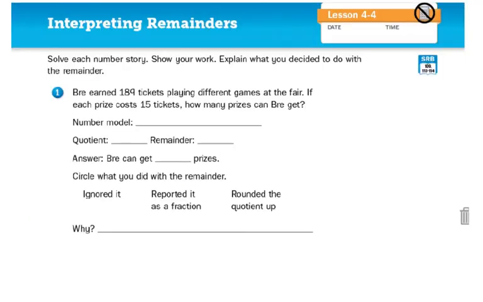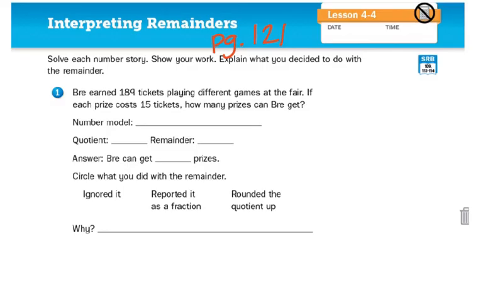Let's go ahead and move into our journal. We're going to be on journal page 121. Journal page 121. Interpreting remainders. So we continue to work on the skills that we have already learned in previous units, and that is division and what to do with a remainder.